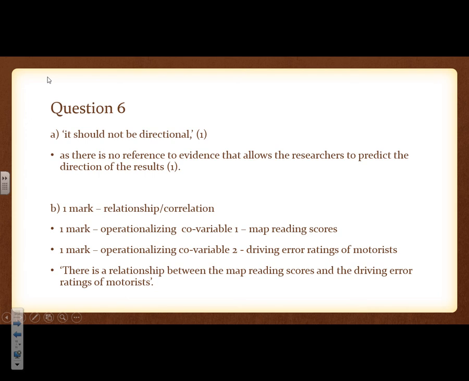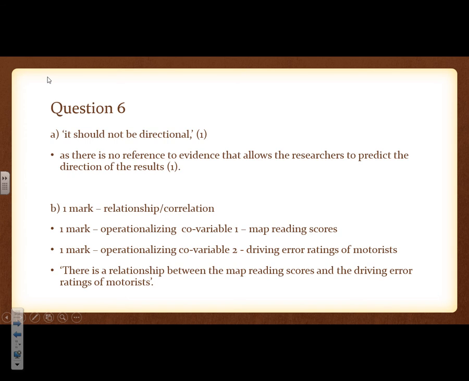Please remember that. And then 1 mark for saying it's a relationship or a correlation, because that's what type of hypothesis it is. If you've written there will be a difference between, or something like that, a directional one, then you don't get any marks for that. So it must talk about relationships, so you must look out for the correlational parts.